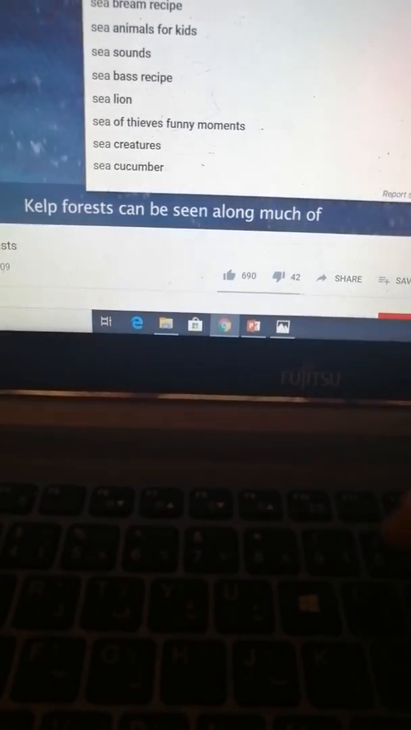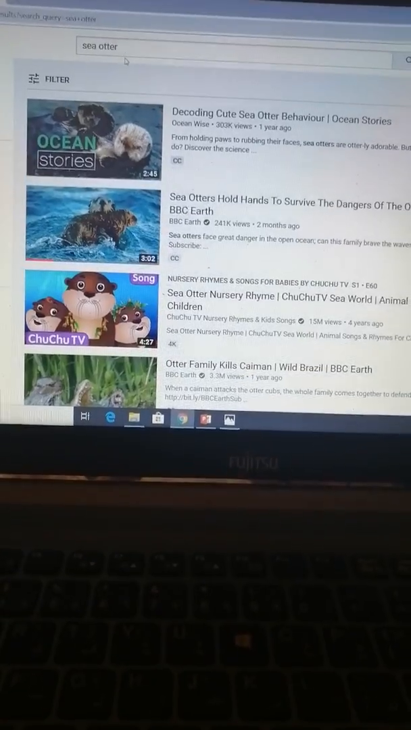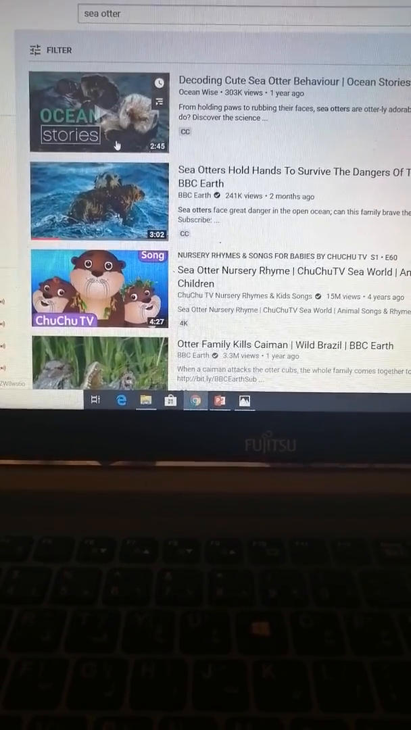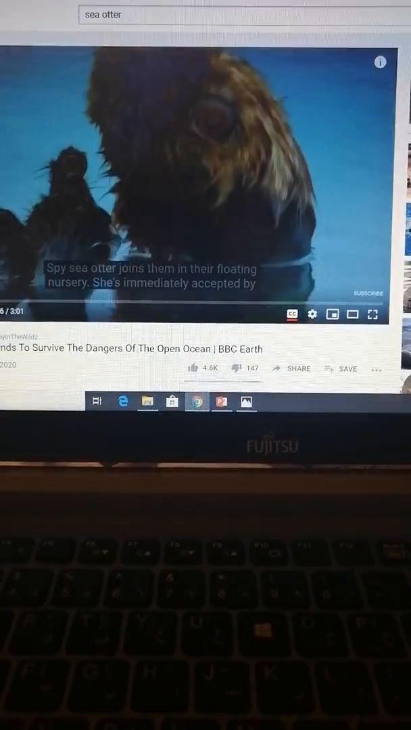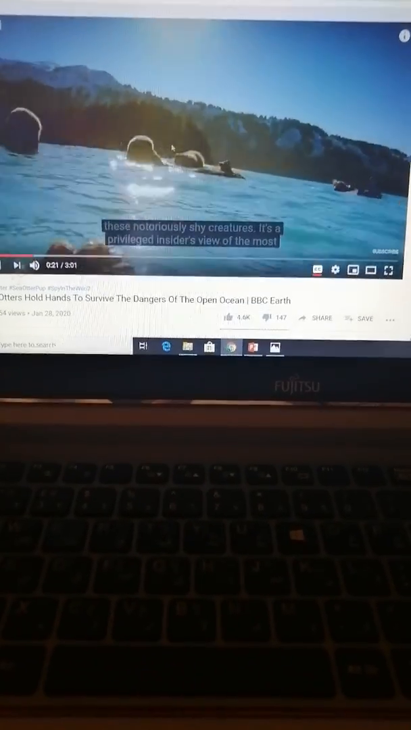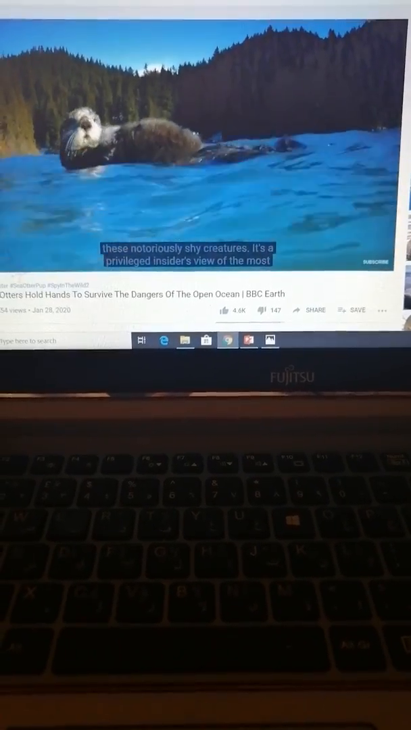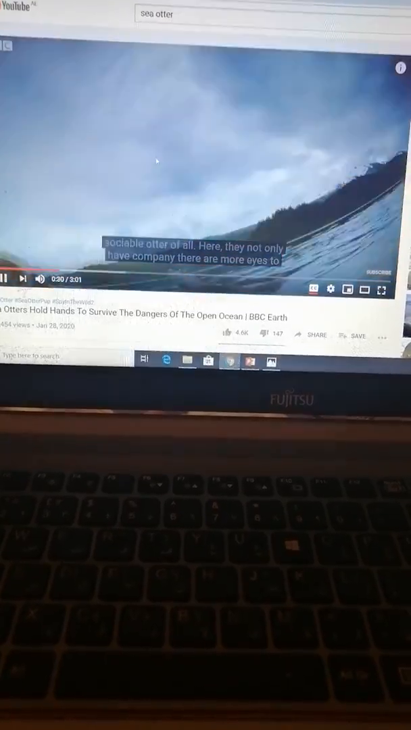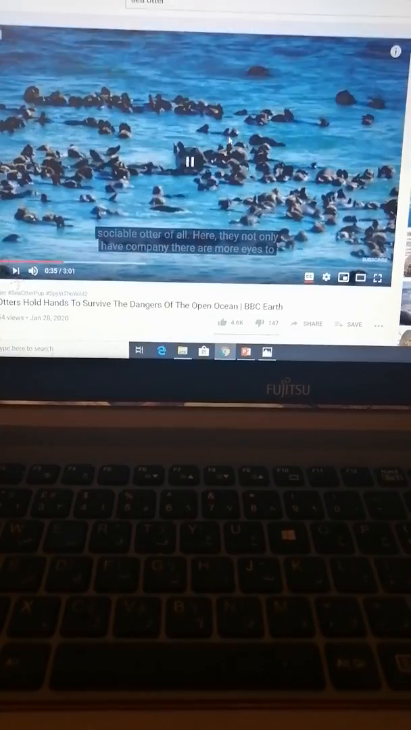Kelp forests can be seen along much of the west coast of North America. Notoriously shy creatures. It's a privileged insider's view of the most sociable otter of all. Here, they not only have company.